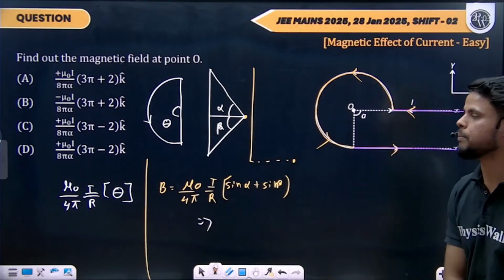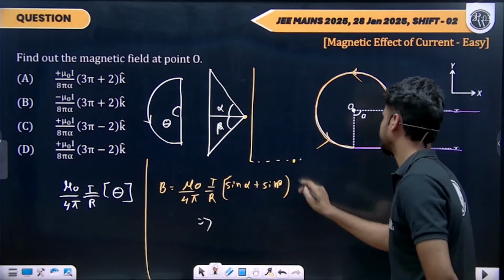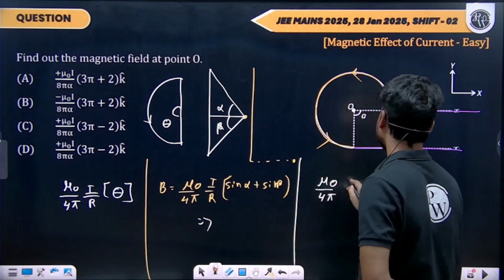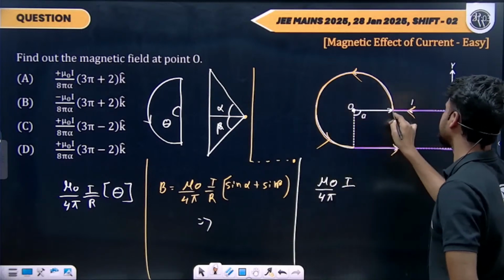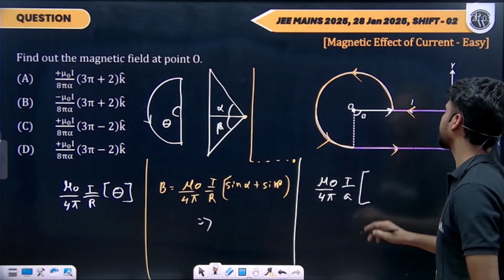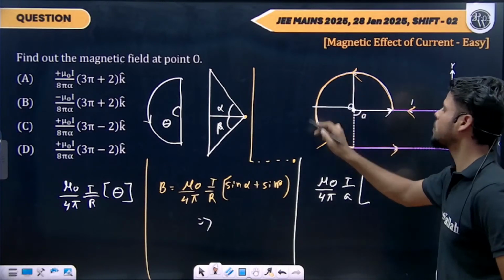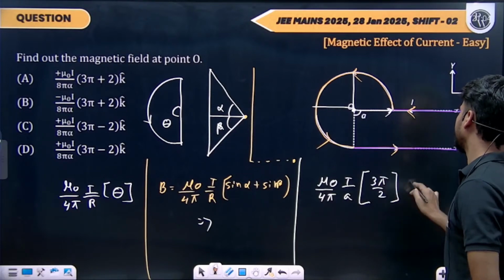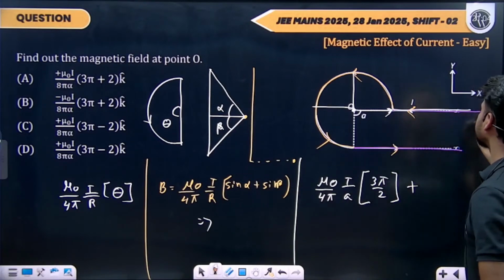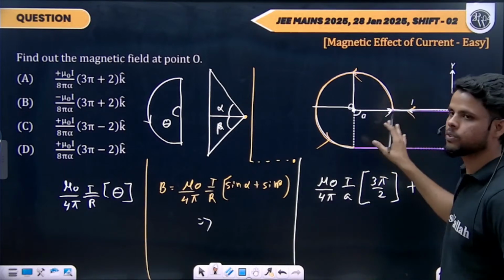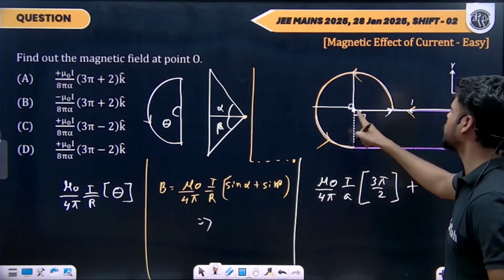So from here we can say that at point O, for the calculation of entire magnetic field, we can write mu naught upon 4 pi. Current will be I, and its radius is mentioned here, which is A. I upon A, and its angle will be 3 times pi by 2. For this wire, you can say this wire is passing through that point. So that's why magnetic field due to this wire will be 0 at O.